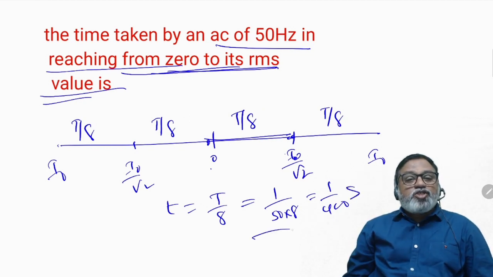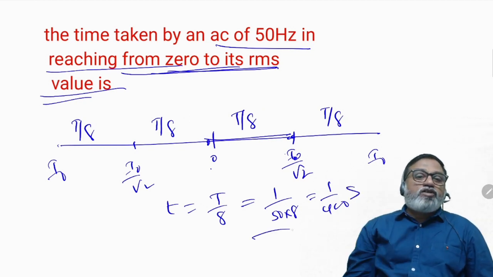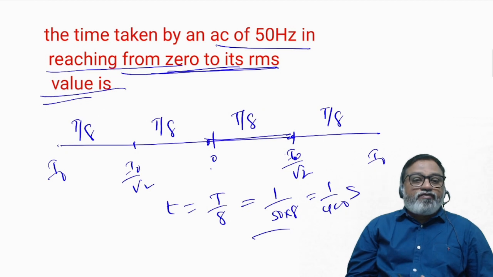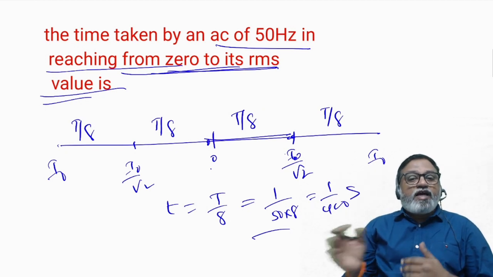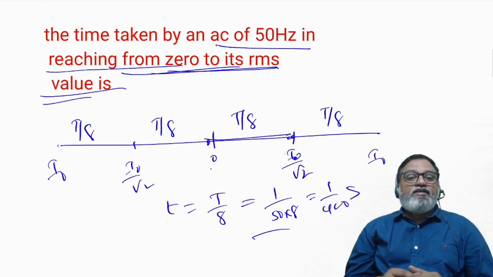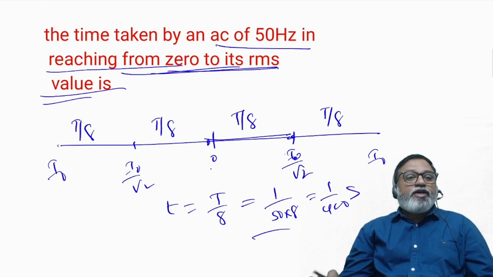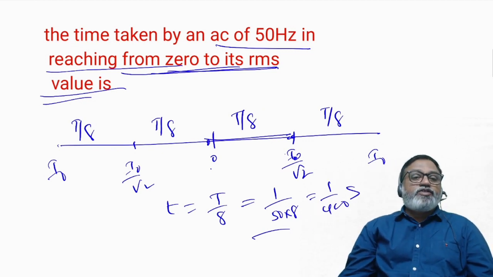Like this, we can solve the problem by using the logic of simple harmonic motion: the time taken from the mean position to half of the amplitude, and from half of the amplitude to the extreme position. So this is the logic. By using this type of logic, we can solve the problems in a few seconds.